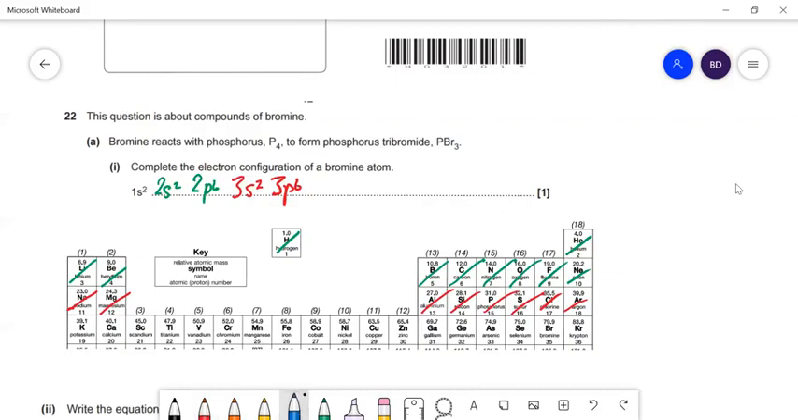and then we go to 4s. Okay, so we've got 4s, 2 in there. The d orbital, 3d, that's completely filled up, all 10 there, so that's 3d10. And then we've got 4p. Okay, and how many have we got in there? We've got 1, 2, 3, 4, 5, 4p5. That's the answer there.